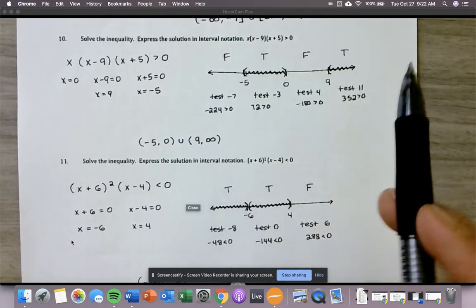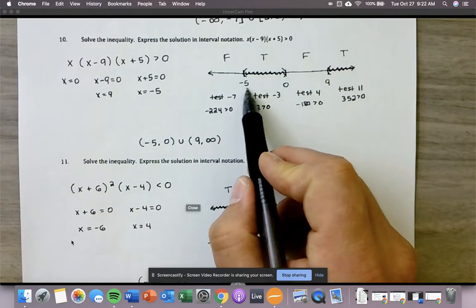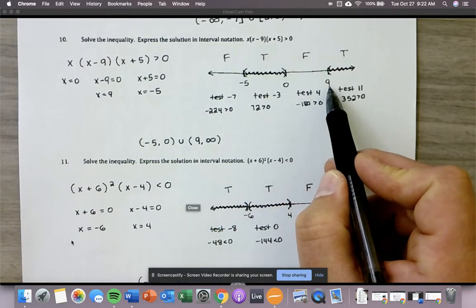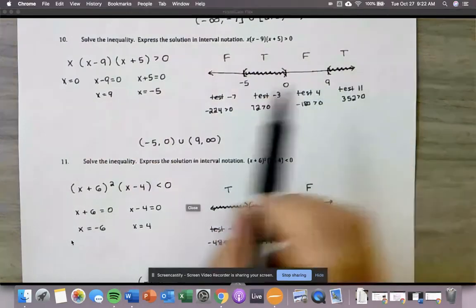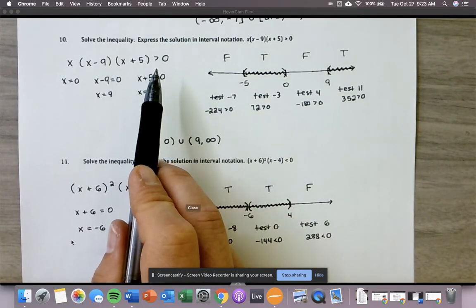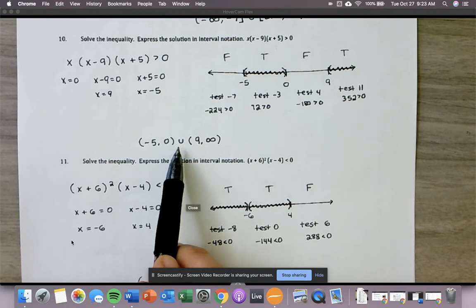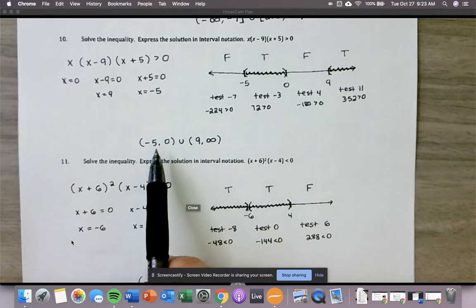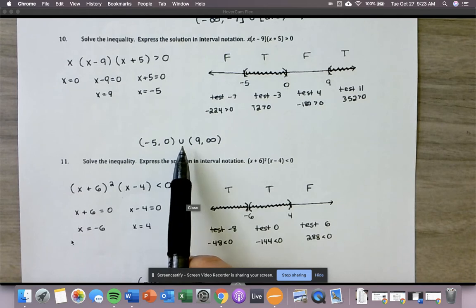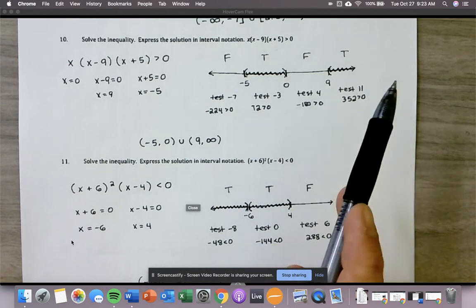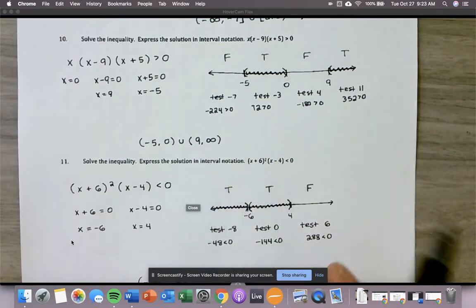So we only care about where it's true, which is in between -5 and 0, and then anything greater than 9. Now notice, this is just greater than 0. It's not greater than or equal to. So we want to use just parentheses. We care about the numbers in between -5 to 0, and also anything from 9 to infinity.